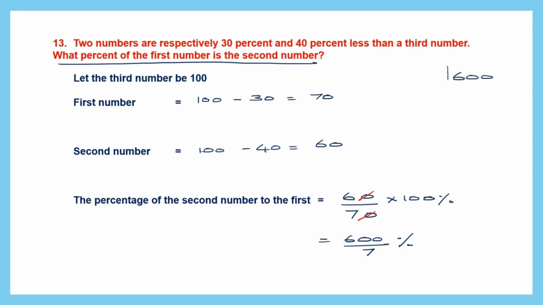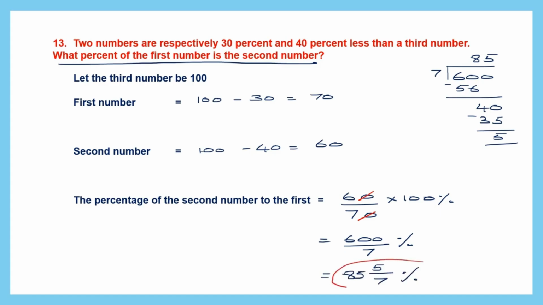Let's divide 600 by 7. Let's take 60. 7 eights are 56, minus, now here we get 4, we bring down 0, then 7 fives are 35. Minus 5. So our mixed number here will be 85, 5 by 7%. And this is our answer, 85, 5 by 7%.